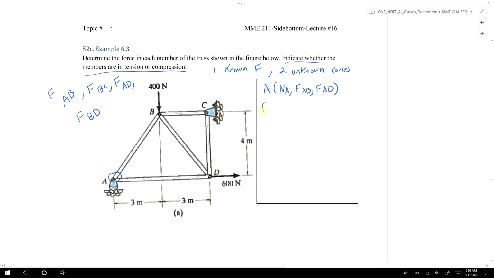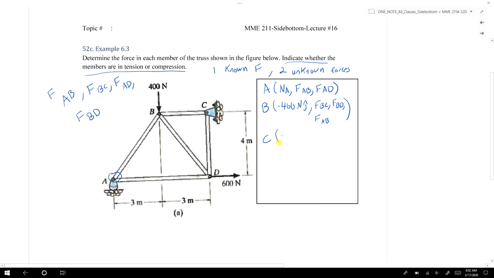All right, if we look at B, we have one known force. We have a minus 400 Newton force along the y-axis, but we have three unknown forces. We have FBC, we have FBD, and we have FAB. So we can't use joint B either.